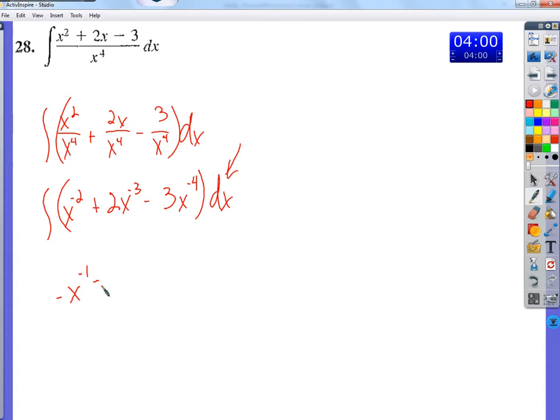Yay! Minus what? X to the negative second, negative x to the negative... let's just double check. Negative 2 times negative is positive 2. We'll subtract 1, we get negative 3. Excellent, now we move on.